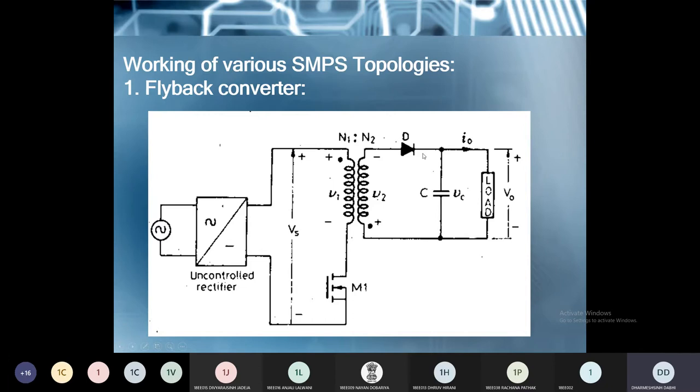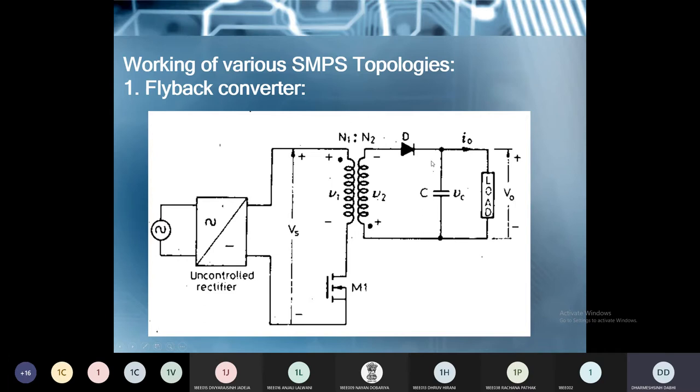So this diode converts the high frequency AC which you get at the secondary side of the transformer to DC. And then you can see that the capacitor is provided, which acts as a filter circuit. So the output of this rectifier is filtered by this capacitor. The capacitor is connected across the load, so whatever voltage you get across this capacitor, the same you get across the load.